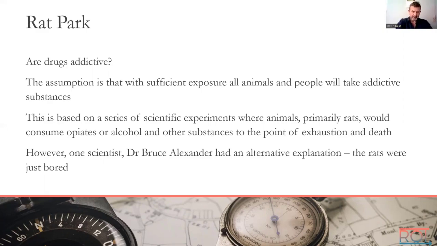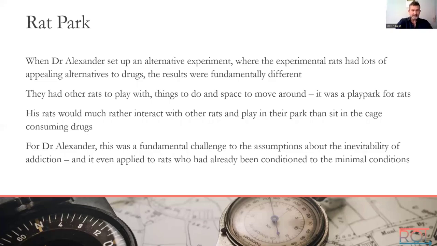Their lives are empty. When Dr. Alexander decided to test his theory, he set up an alternative experiment where the rats, instead of being in an empty, barren cage, had alternative things to do. They had alternatives to the drugs and found that the results were fundamentally different. So Dr. Alexander designed something called Rat Park, which is like a rat heaven, where the rats had the opportunity to explore, to do things that rats like to do, to move around, to engage with other rats. It was a playground for rats.